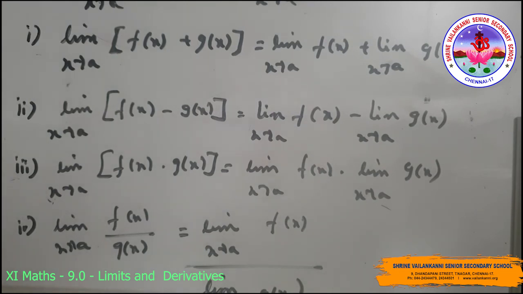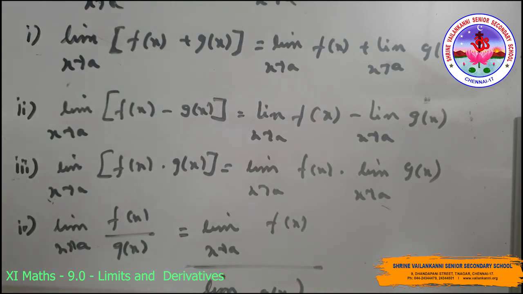Second one, limit of difference of two functions is difference of the limits of the functions. Limit of f of x minus g of x is equal to limit f of x minus limit g of x. Third one, limit of product of two functions is product of the limits of the functions. Limit x tends to a, f of x g of x, is equal to limit x tends to a f of x into limit x tends to a g of x.